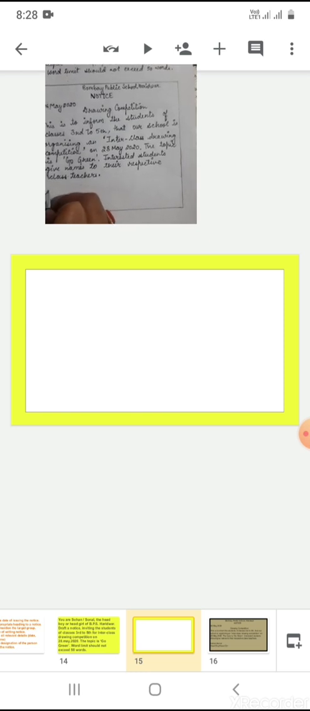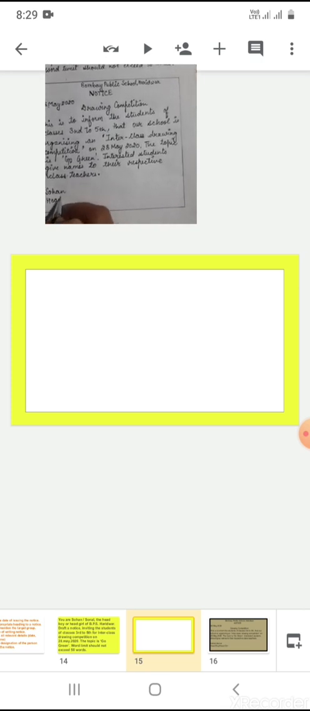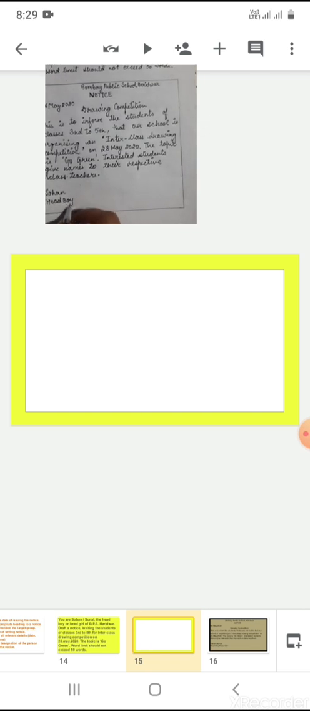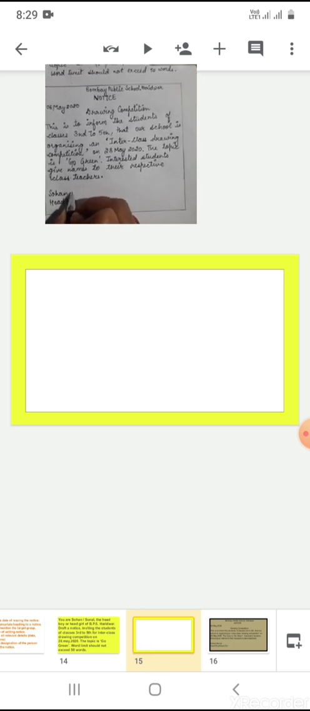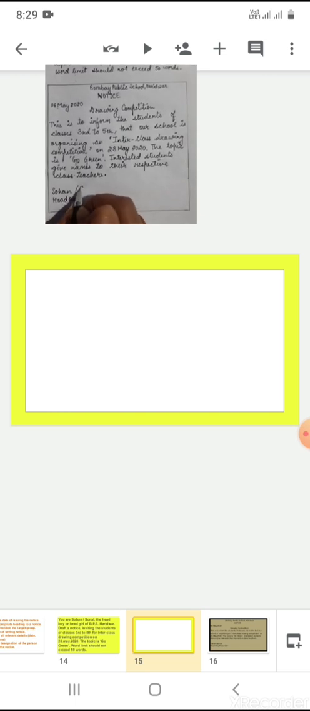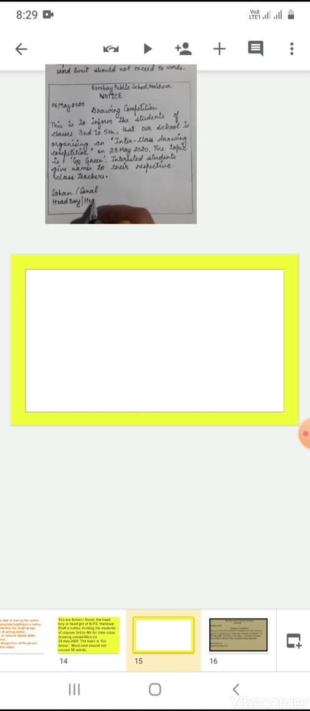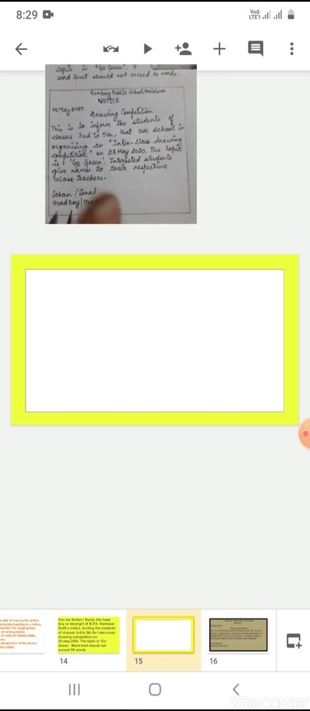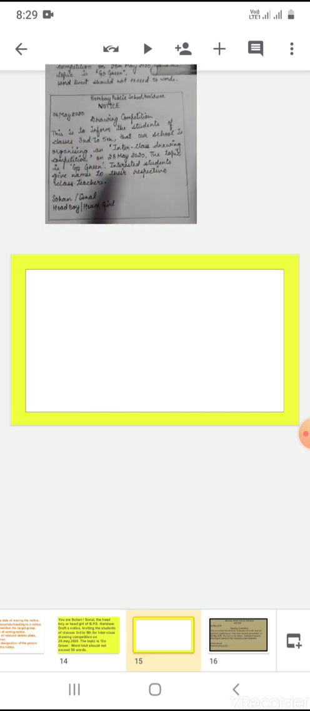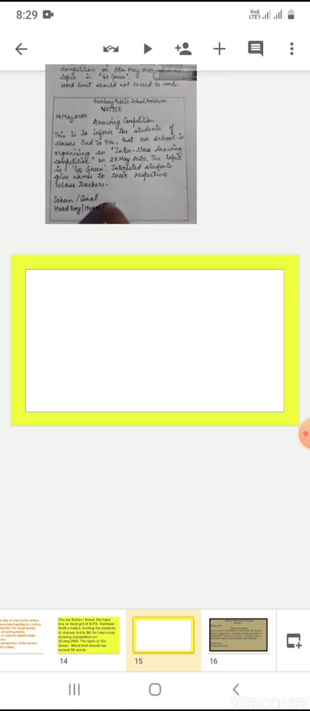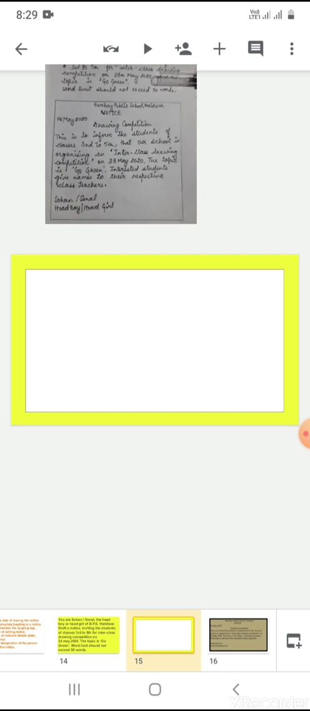Leave one line and here you have to write down Sohan, head boy. Or if you are a girl, you will write down Sonal, head girl. You only have to write down one name. No need to write both the names. If you are a girl, you will write down the name of a girl and a designation. If you are a boy, you have to write down the name of a boy with designation.